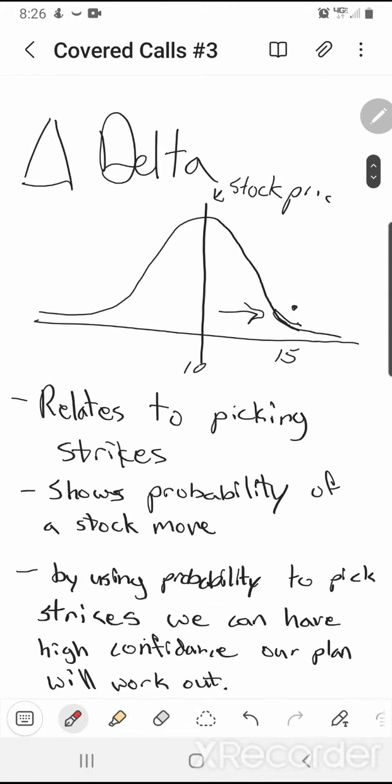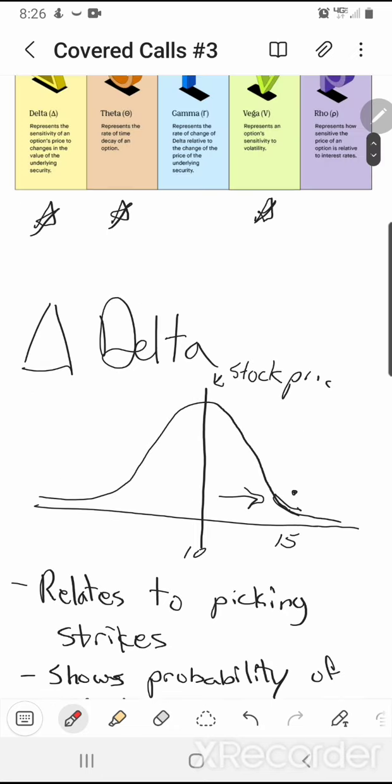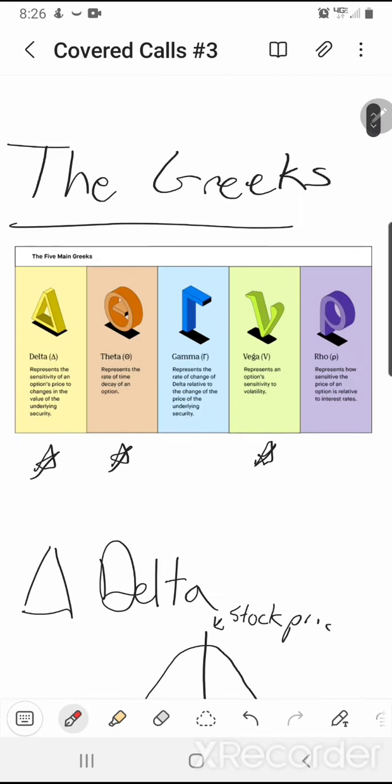All right, first we'll talk about delta. Delta is based off statistics and probability. All right, let's go back a little for a second. A way to explain this is options are like a car, and you ask me, how does this car work? And I open the hood and I say, well, here's your engine. Well, Greeks are your engine for your options.